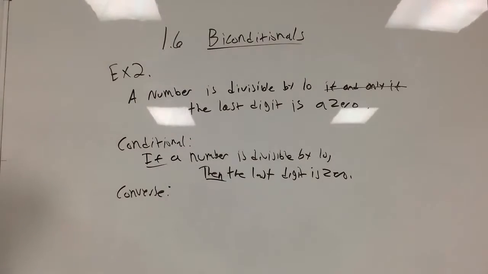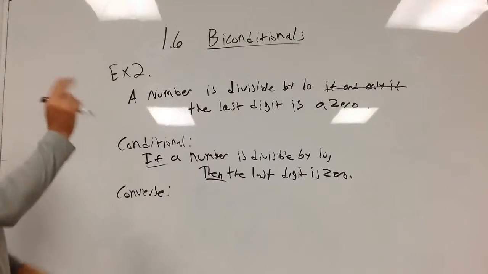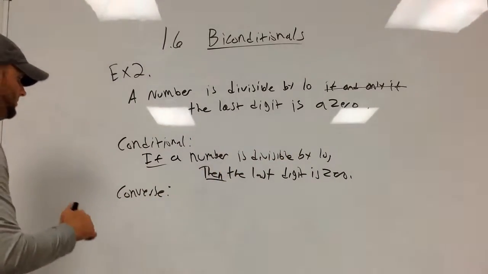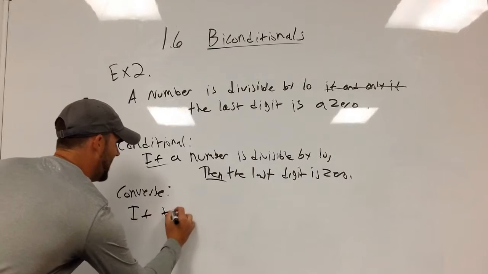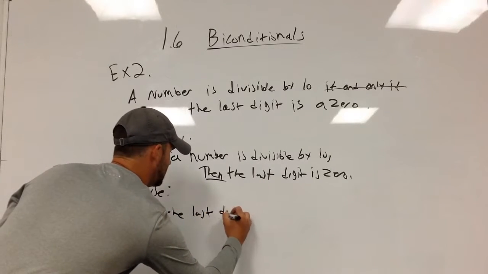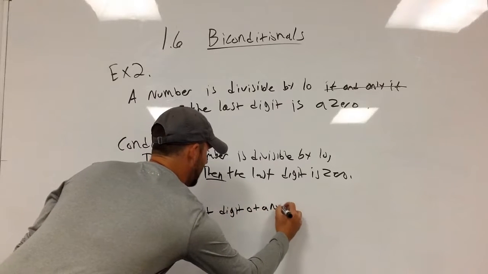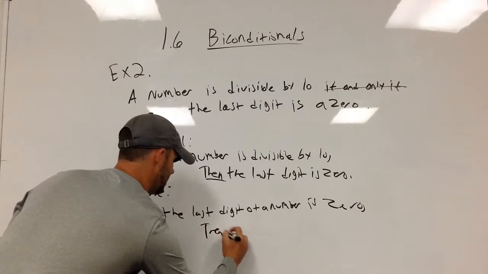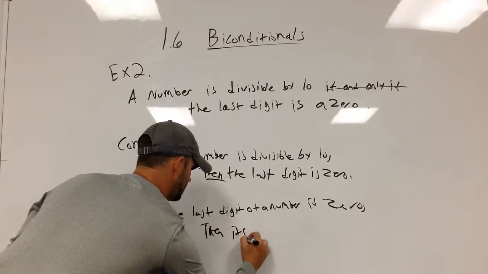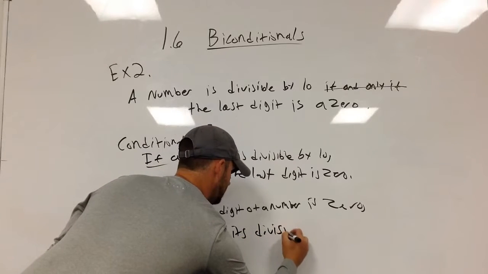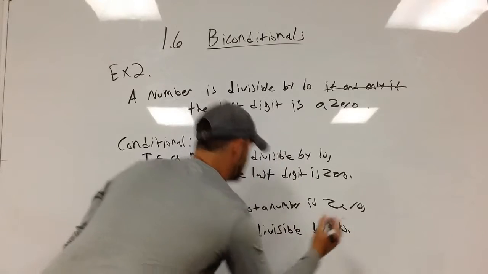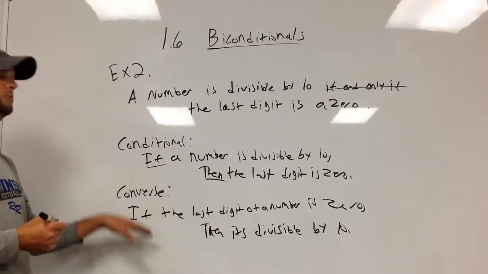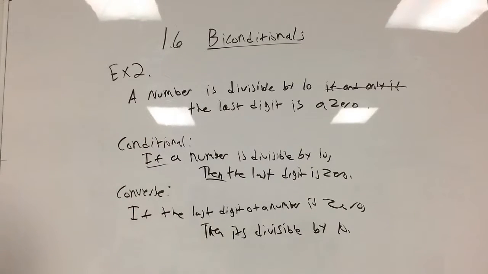Okay? And now I'm going to make the converse by switching the hypothesis and the conclusion. The hypothesis comes after the if, the conclusion comes after the then, so I'm going to switch those. So now I'm going to put: if the last digit of a number is 0, then it's divisible by 10. Right there, ladies and gentlemen, we can see I just created the conditional and the converse out of this, and both of those are true, which then makes a biconditional in return.